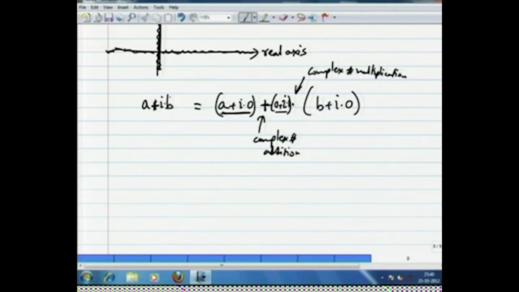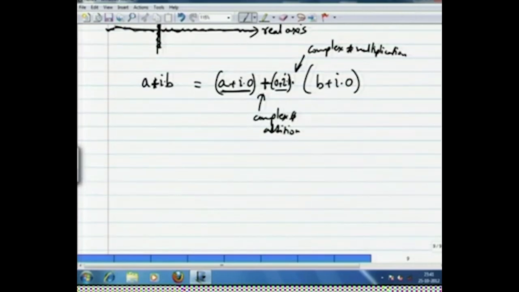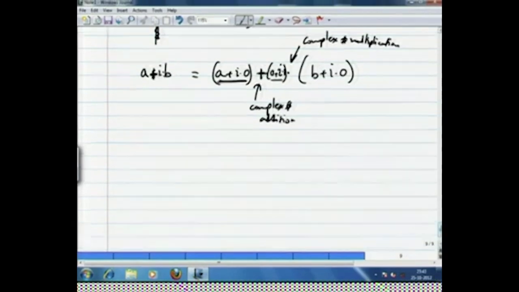Okay. And from now on we will suppress this being a symbol, we will consider them as genuine complex number addition and multiplication in this sense. So, now we are going to look at the conjugation of a complex number.